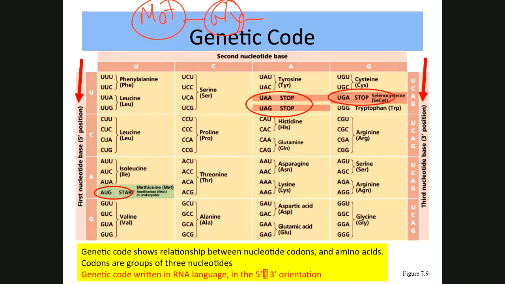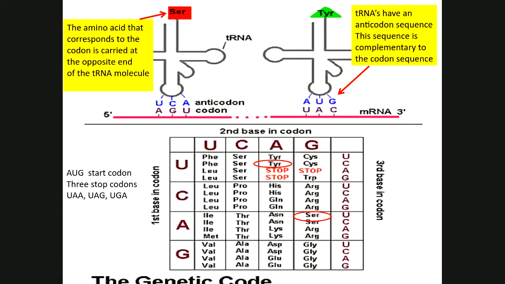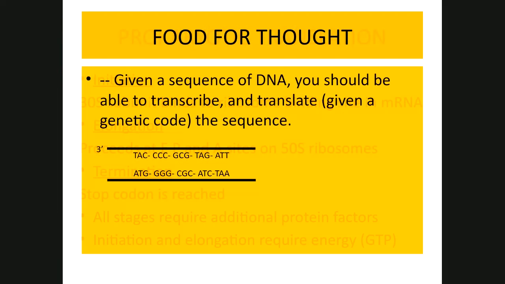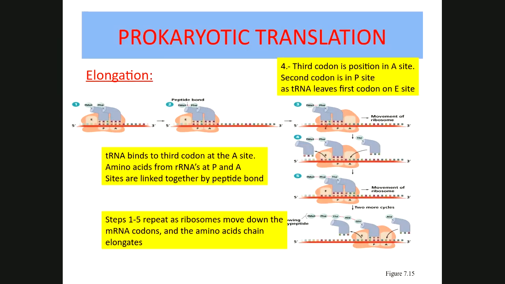The next one was CGC, and CGC is arginine. Okay, and the next one is AUC, which is isoleucine, and the next one was UAA, and UAA is stop, so that's where you stop. So you should be able to transcribe and translate a piece of DNA.